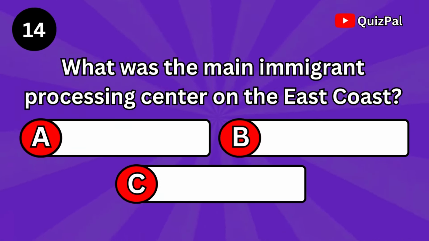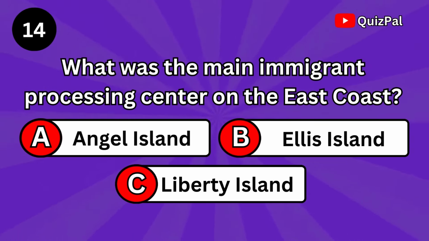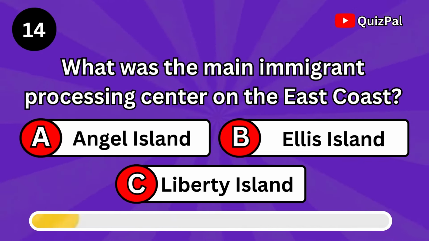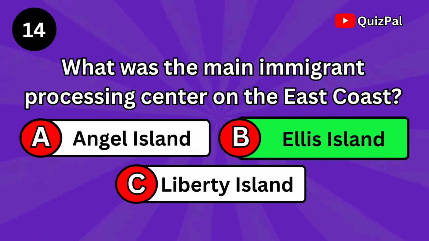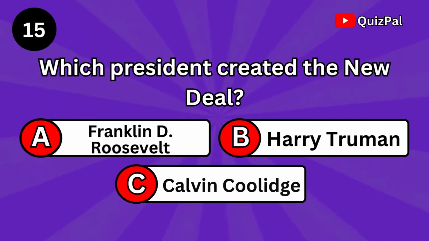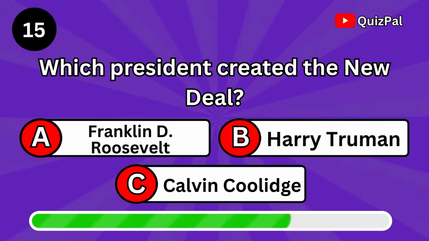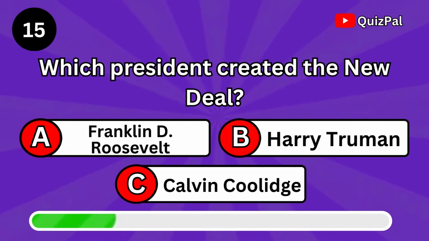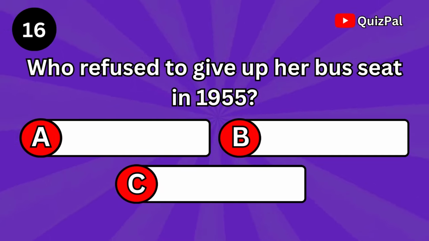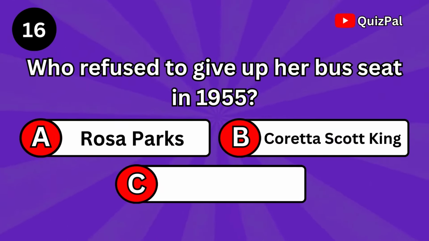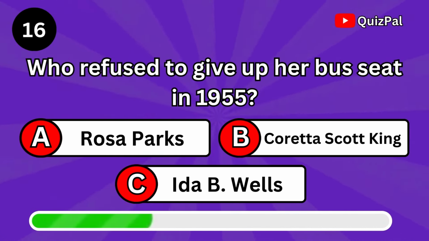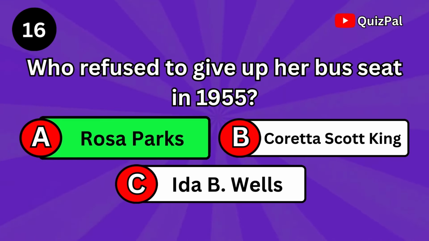What was the main immigrant processing center on the East Coast? Ellis Island. Which president created the New Deal? Franklin D. Roosevelt. Who refused to give up her bus seat in 1955? Rosa Parks.